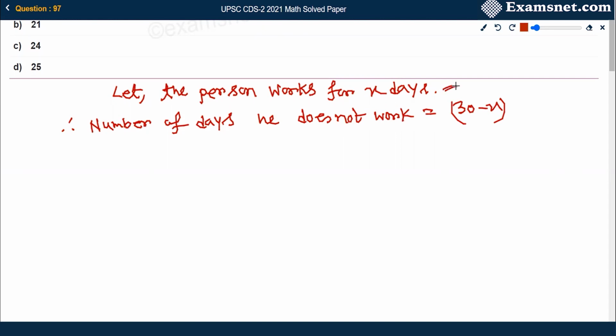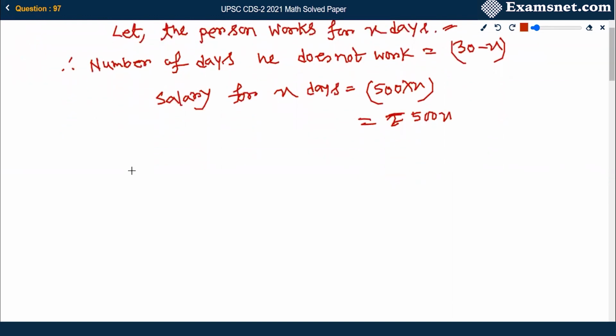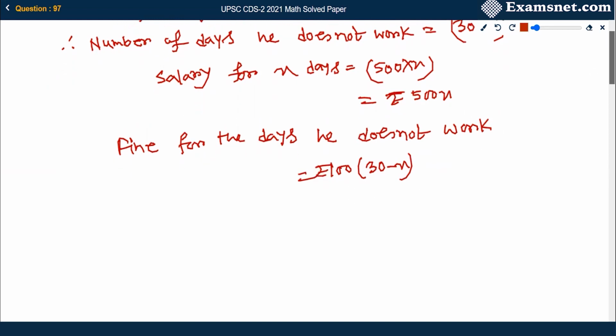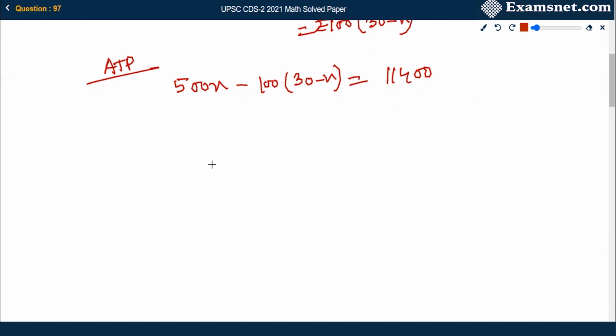So he will get the salary for X days, that is 500 per day, so the salary is rupees 500X. Now for the days he doesn't work, there is a fine. The fine for each day is 100 rupees, for 30 minus X days. The fine will be deducted from the total salary. So after deduction, the money he got is 11,400. Now let's solve this equation.